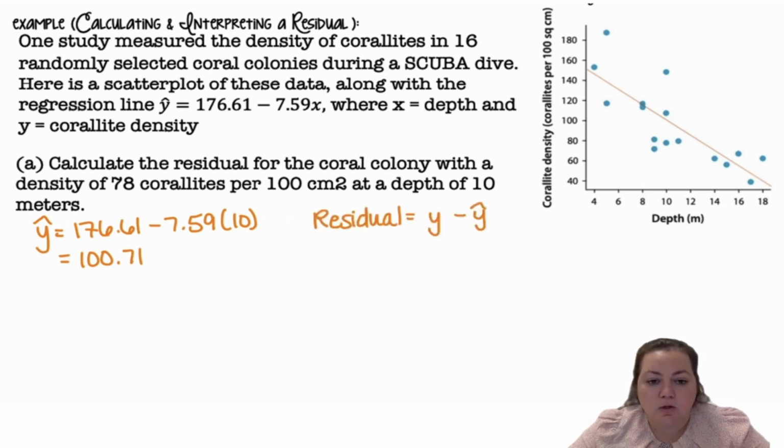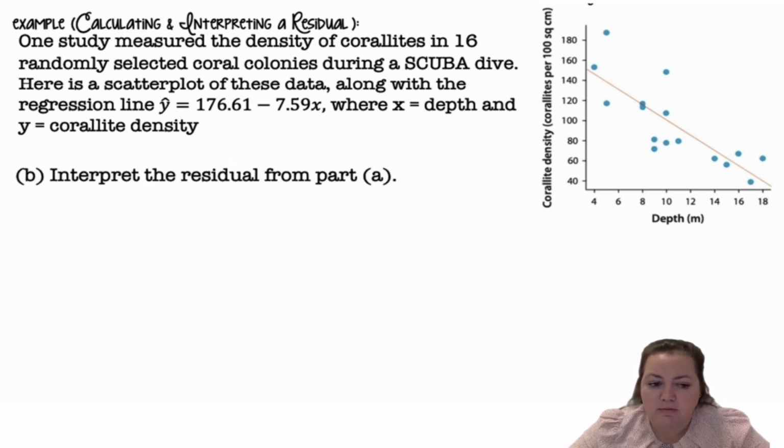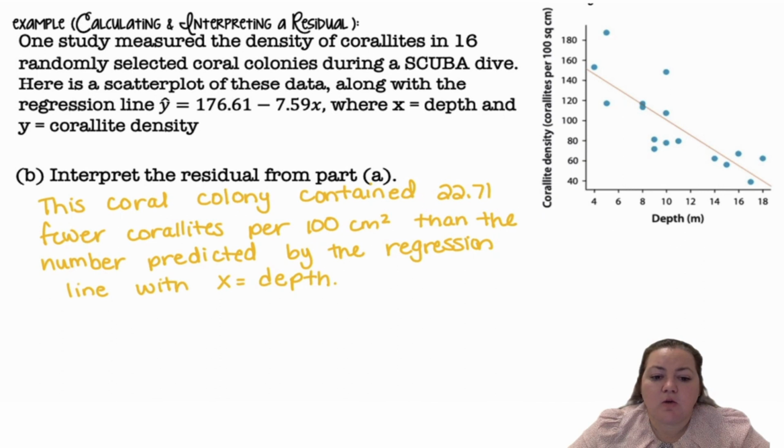So my residual is the actual y minus the predicted y. Well, my actual y was 78. My predicted y was 100.71. When I subtract those, I get negative 22.71. So my residual is negative. If I interpret that residual, we would say this coral colony contained 22.71 fewer corallites per 100 centimeters.